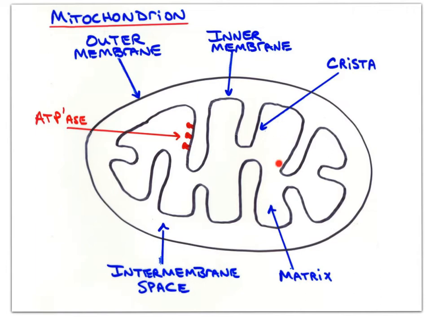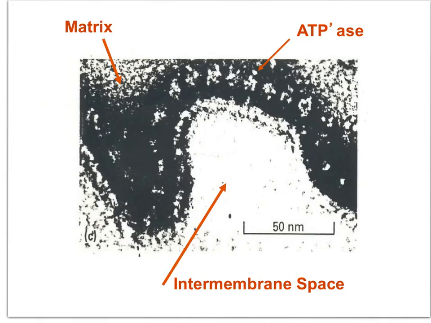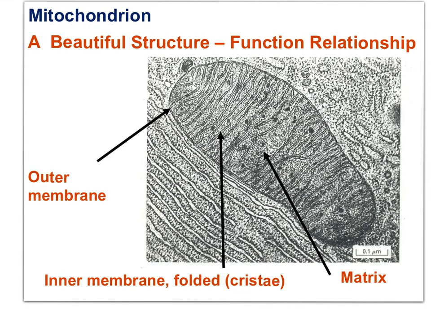The matrix is a mitochondrial solution composed of enzymes for the Krebs cycle and the link reaction. In this electron micrograph, you can see the ATPases as they project into the matrix. You can see the folded nature of the inner membrane that provides high surface area for the embedded protein complexes of the electron transport chains. The intermembrane space here is a compartment that accumulates hydrogen ions, serving to generate a gradient and an electrochemical gradient that drives ATP synthesis. The mitochondrion displays beautiful structure-function relationships.